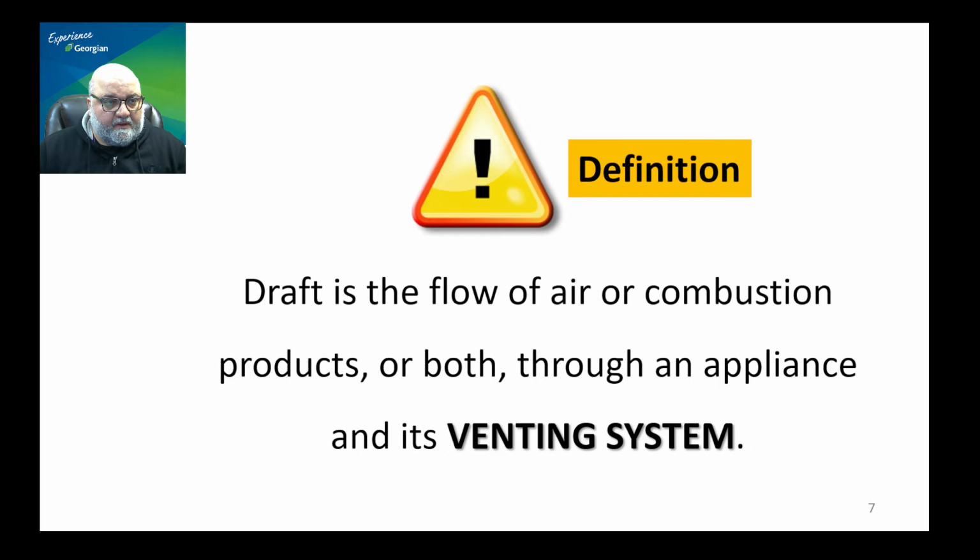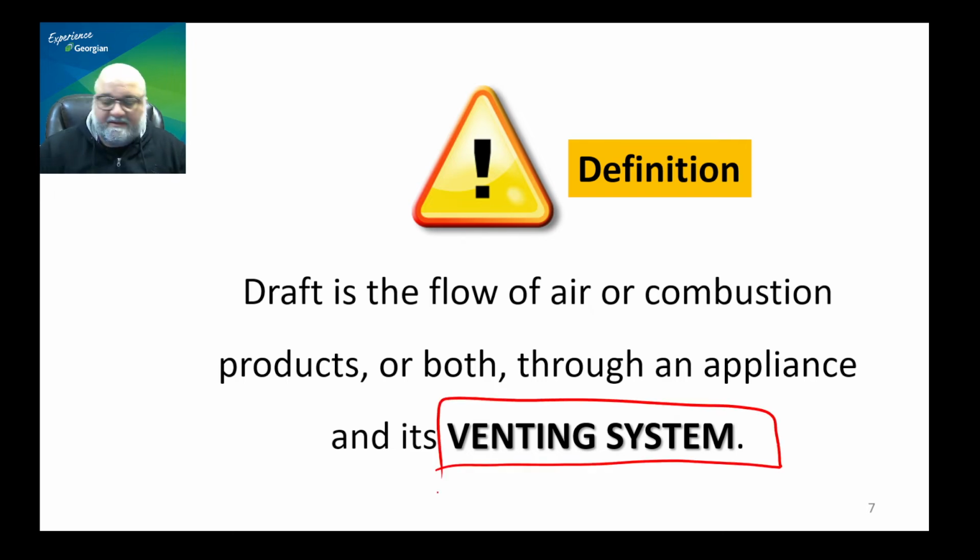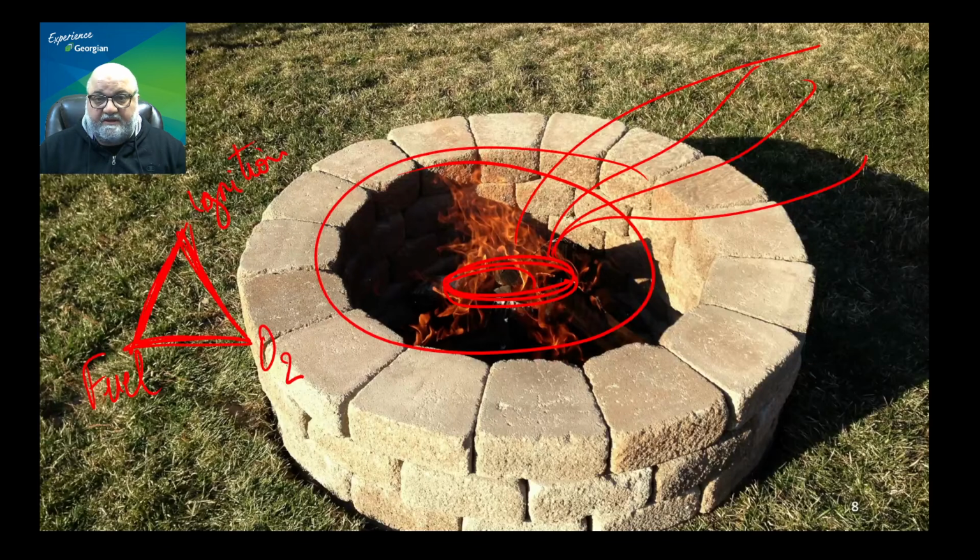All right. So let's make a definition clear. Draft is the flow of air or combustion products or both through an appliance and its venting system. So why do we say venting system and not just venting, or say, for example, the chimney or the draft? We say system. It feels very formal. It feels like someone has to design it, and that's exactly why we say system, because someone has to design it, and someone has to be able to troubleshoot it if it doesn't work properly.